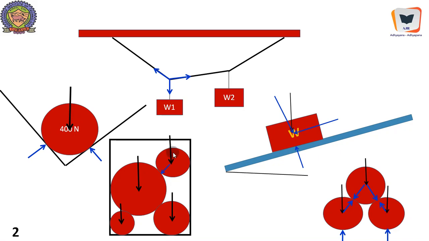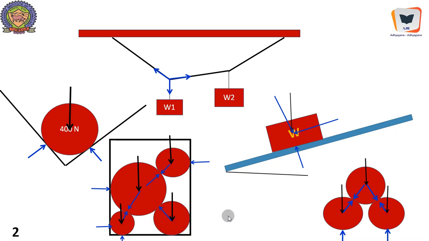Here the active forces are the weights of all the four spheres, and the reactive forces, as far as this sphere is concerned, come from the bottom sphere and from the wall. And as far as this sphere is concerned, the reaction from this wall and the reaction from this bottom cylinder. And as far as this particular sphere is concerned, the reactive forces are due to the vertical wall and the floor, and the reaction from the top sphere.